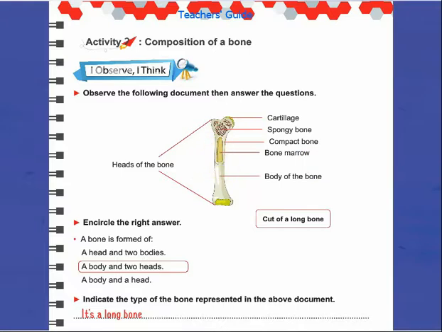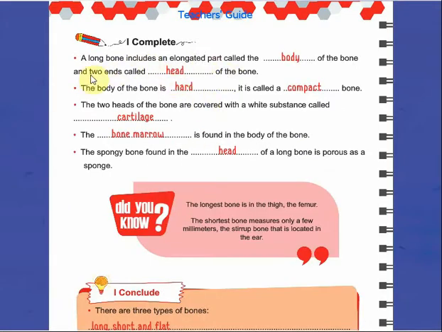Okay, now let's complete these sentences. A long bone includes an elongated part called the body of the bone and two ends called the heads of the bone. The body of the bone is hard. It's called a compact bone. يعني البودي تبع البون هو hard قاسي ونسميه الcompact bone.